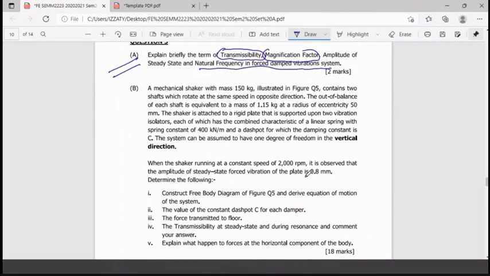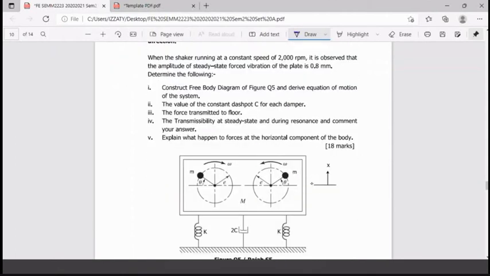Look at here. A mechanical shaker with mass 150 kg, illustrated in Figure 5, contains two shafts. You have two here, M here and another M. You have two unbalanced masses. If this one rotates and this also rotates, it will create this force, and this one will give you M E omega squared. Same thing here, M E omega squared. Omega is obviously omega F.